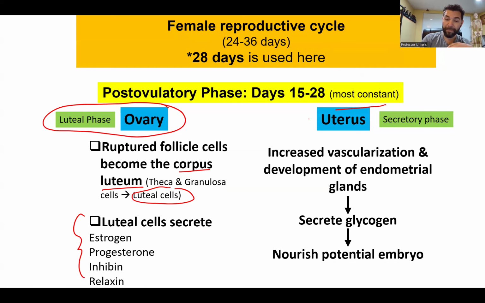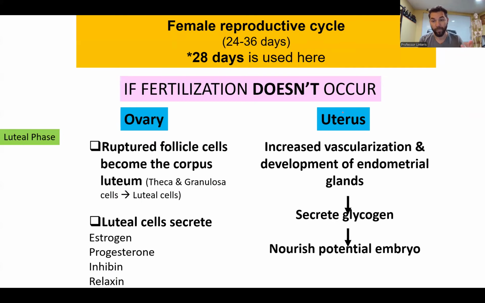At the same time, what's happening in the uterus? It's getting really thick, and it's that secretory phase, right? Under the influence of estrogen and progesterone, the endometrial glands start preparation. It doesn't know whether you have a fertilized embryo or not, but it's preparing to nourish it. And then you don't get fertilized, right?